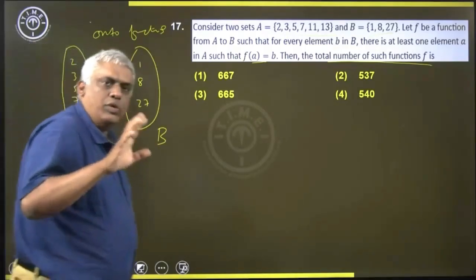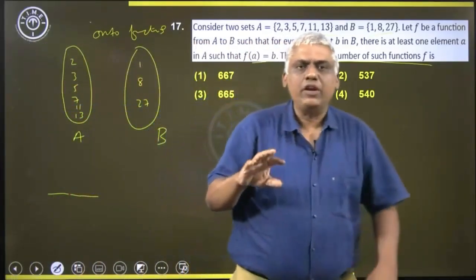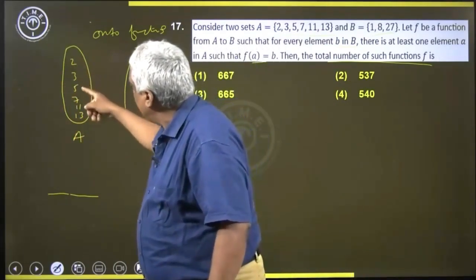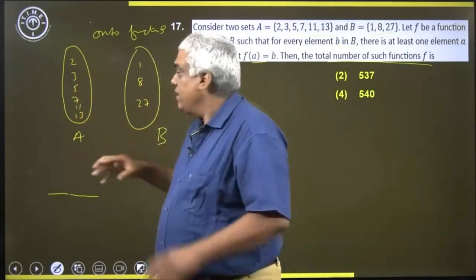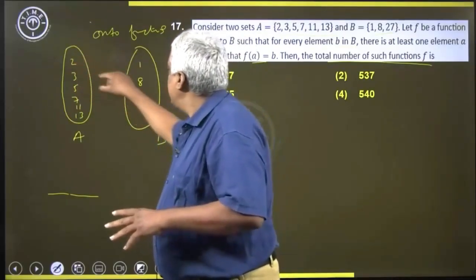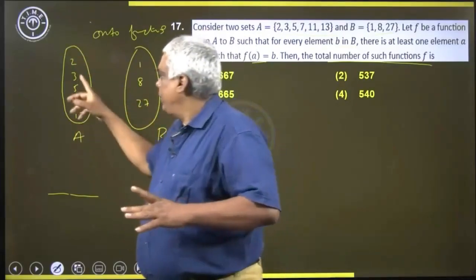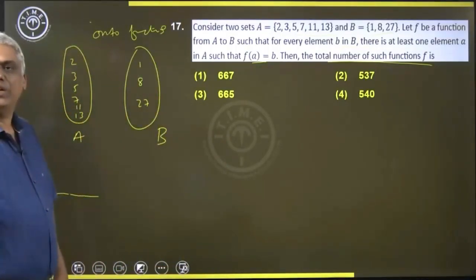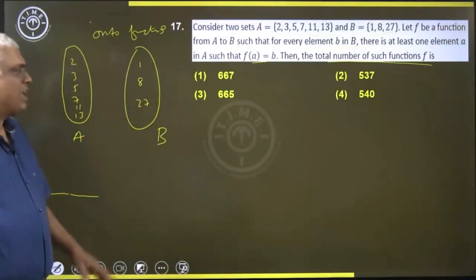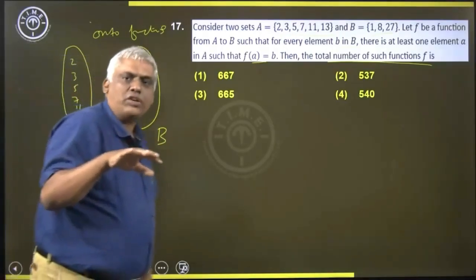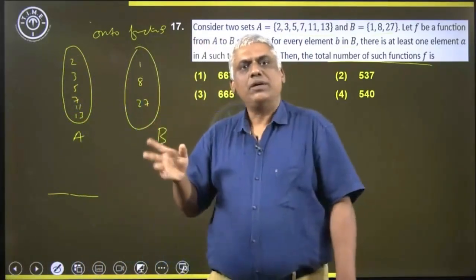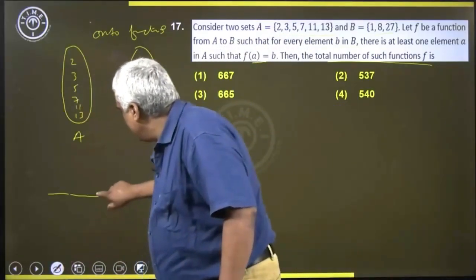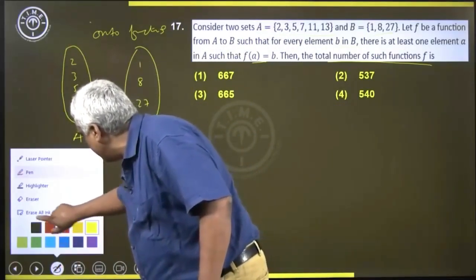We can do the grouping. We can divide these 6 elements into 3 groups, and each will be mapped to one of these. The groups can be 1, 1, 4 elements, then 2, 2, 2. A lot of cases will come. We can do a shortcut: we can use the inclusion and exclusion principle.